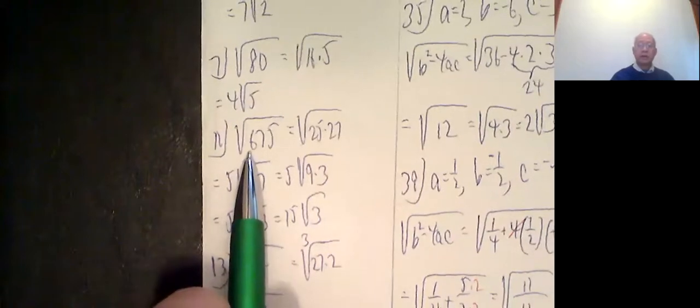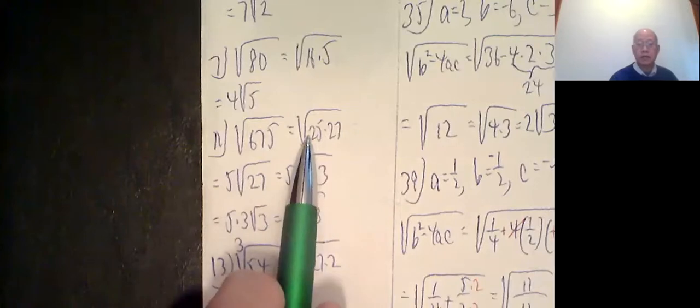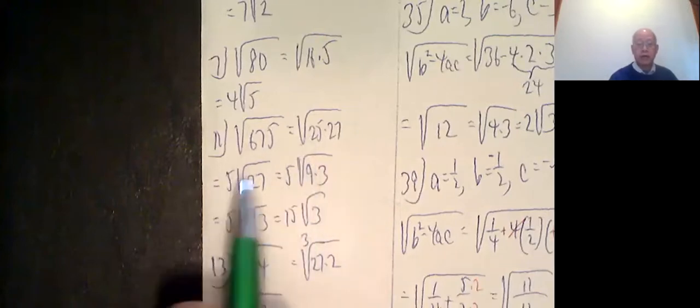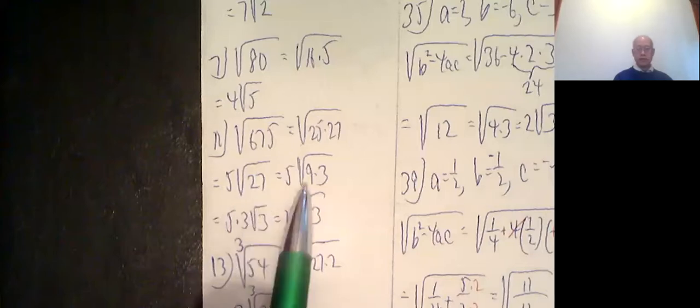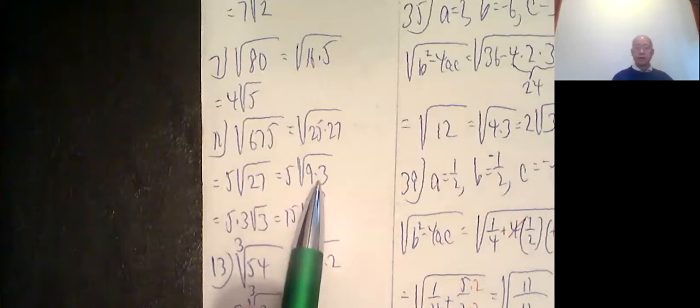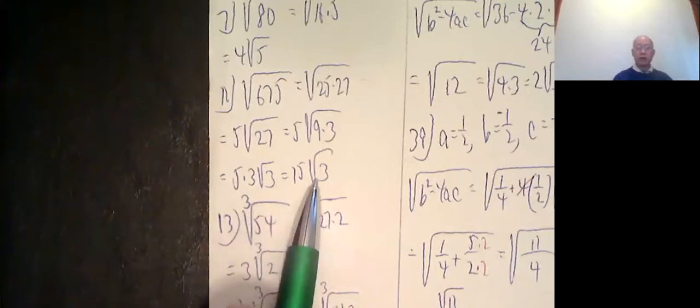Okay, 11, 675. Okay, well, that's divisible by 25. Happens to be 25 times 27. So 25 comes outside, changes to a 5, radical 27. But in this case, you're actually not done. 27 is 9 times 3. So take out the 9, 5 times 3, radical 3, 15 radical 3.